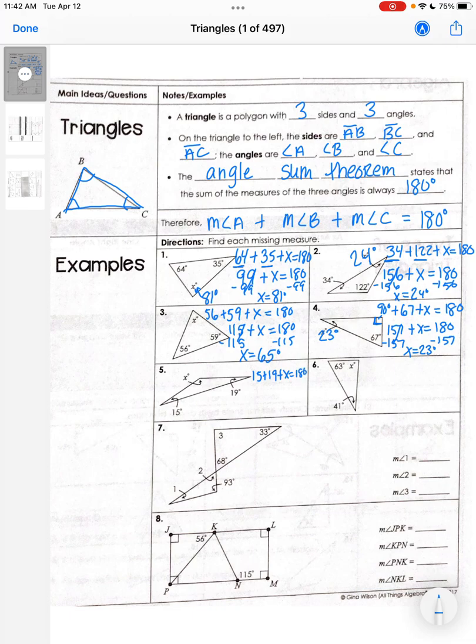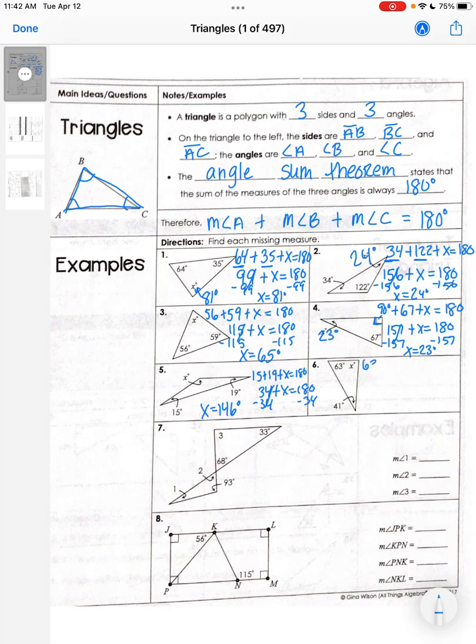All right, so we got 15 plus 19 plus x. So we have 34 plus x equals 180. Subtract your 34. We get x equals 146 degrees. So double check to make sure you have that for your first one. If not, erase what you have and write this down.